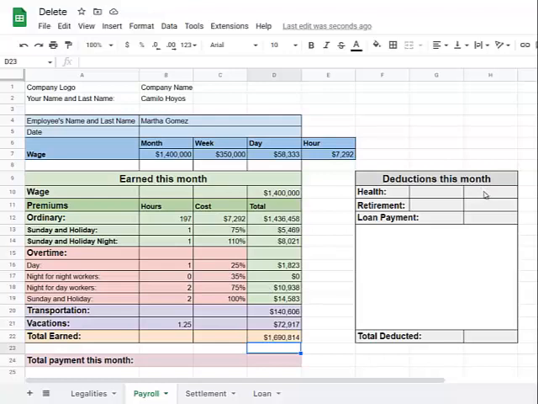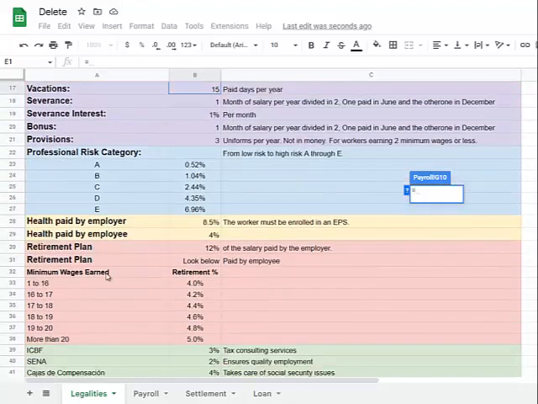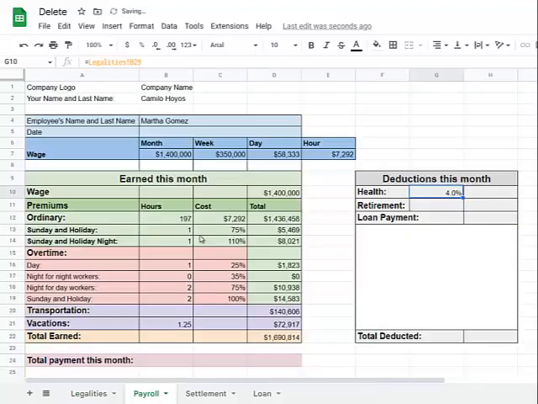Now this is how much this person earned, but how much do they have to pay you, right? Because you also have to pay something for them. The health and retirement, and also if they owe you money, the loan payment. So let's calculate this health first. So in health, let's click equals. Let's go here to legalities and let's see how much they have to pay for health. Health paid by the employer. This is you. This is not okay. So health paid by the employee. That's the one, 4%. Enter.